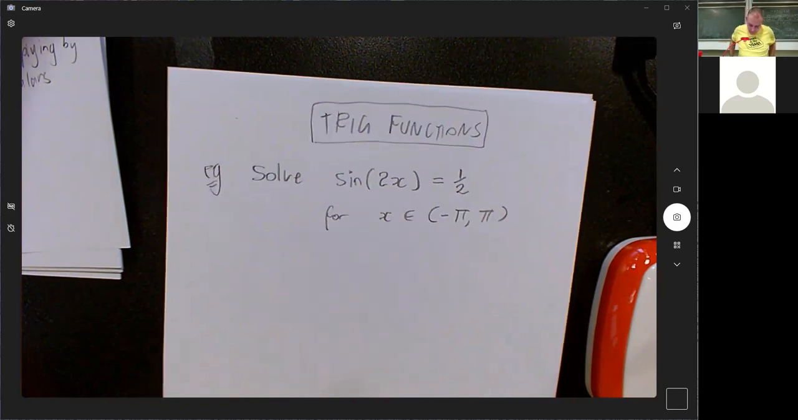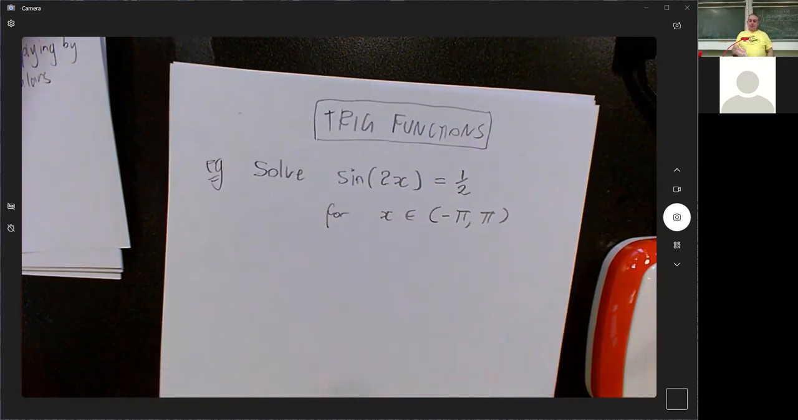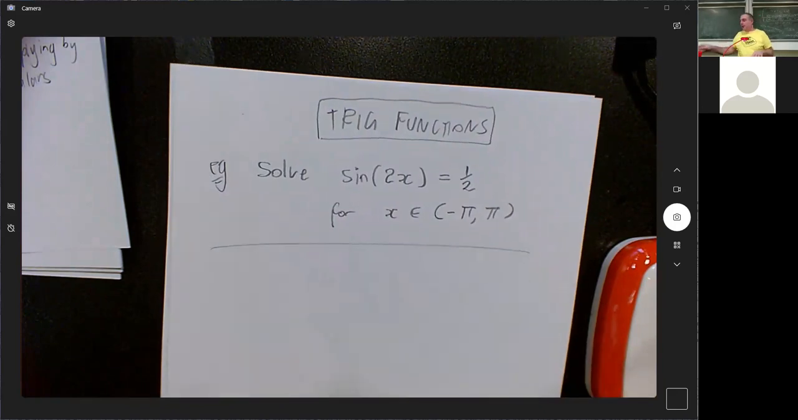Okay. There are at least a couple of ways to do this, but I'm going to show you one. Well, no, before I even do it, I want to draw a picture of this. The angle 2x, whatever it is, its sine is a half.